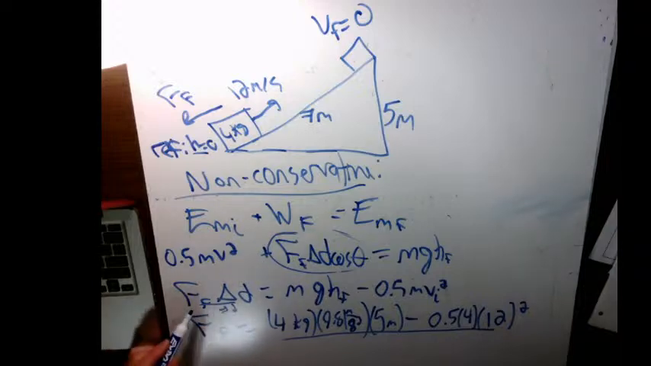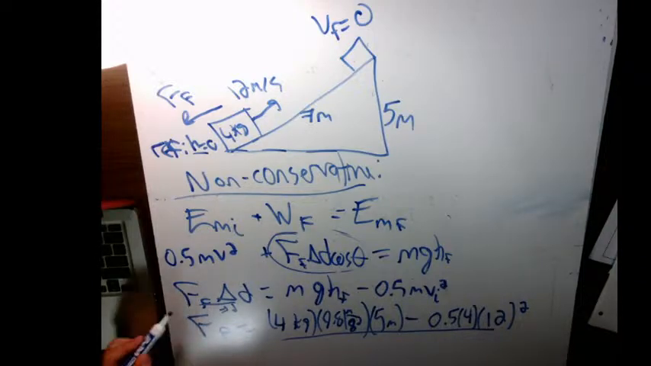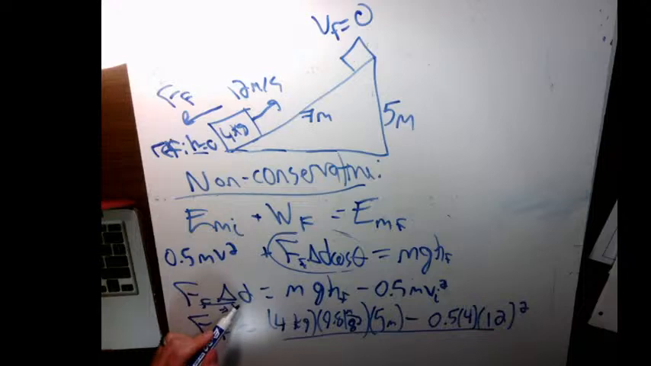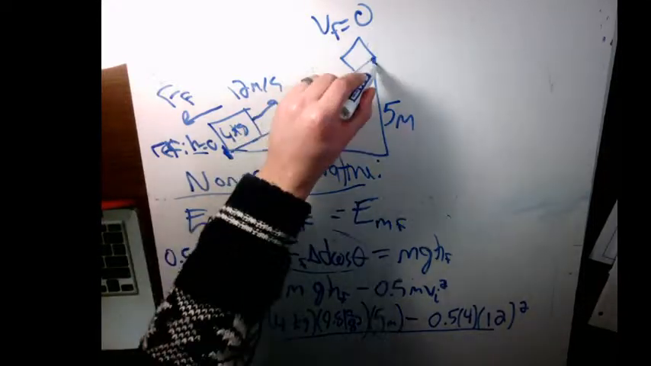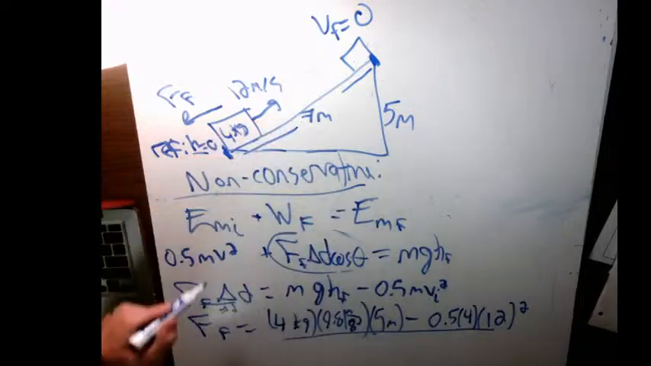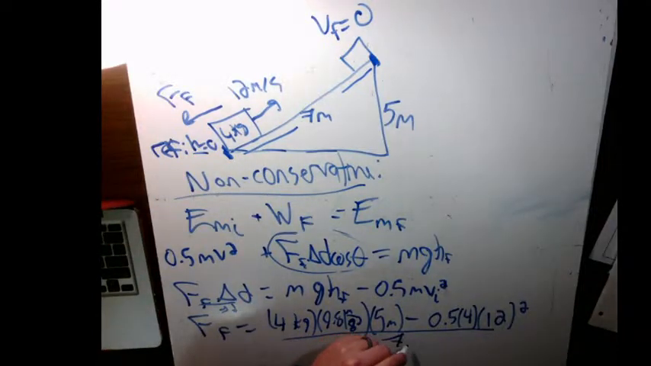Right? So the work done by the friction is equal to the force of the friction times the distance it's working over. So we're working with this distance here, 7 meters. So I'm going to divide all of that by 7 meters. And I get force of friction is equal to, right, we got a bigger number, smaller number.